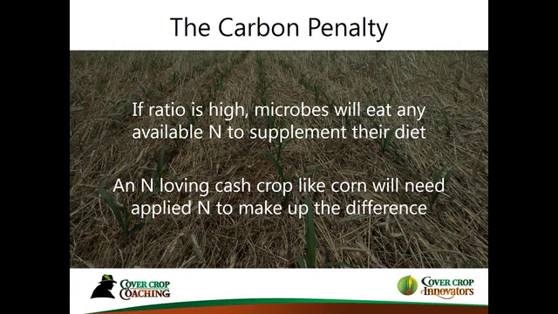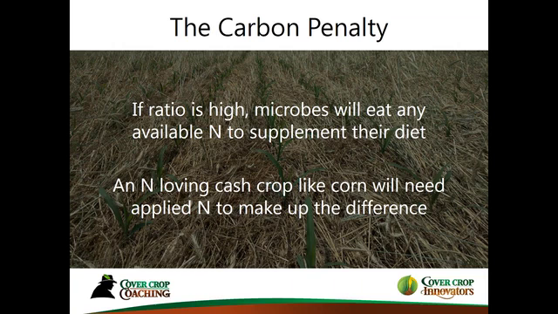To one degree, it's because the cereal rye is taking it all up. But to another degree, because of that, the microbes don't have a lot for them to eat, and so they're gobbling up any little bit they can. There's just nothing left for the corn. So the way we manage that is we supply some supplemental N if we're going into a situation like that. So that's just a management factor there in how to do that.